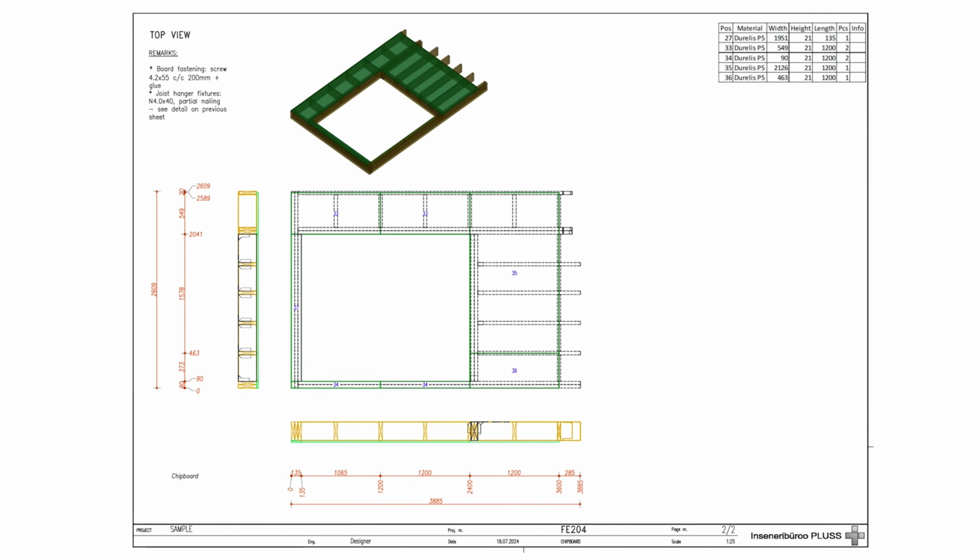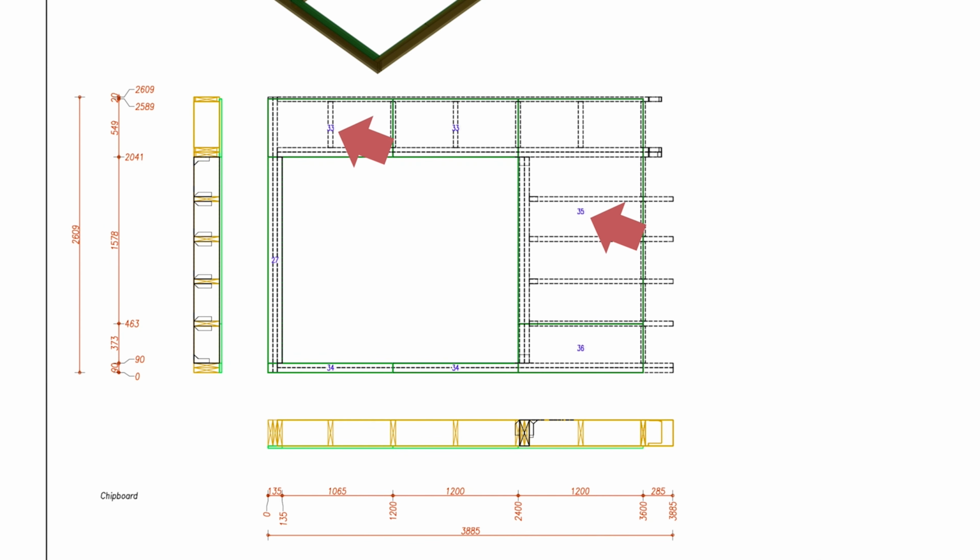Note that on the drawing, the particle board location is shown in green and is numbered according to the material specification. From the right side of the element, you will see that some parts will not be covered with particle board, and this is how it should be left.